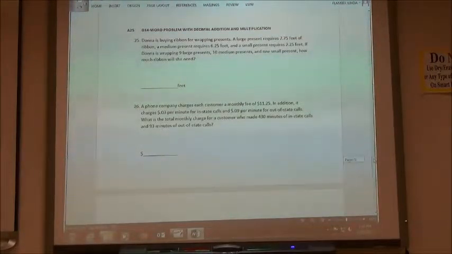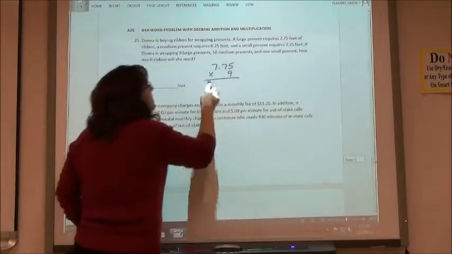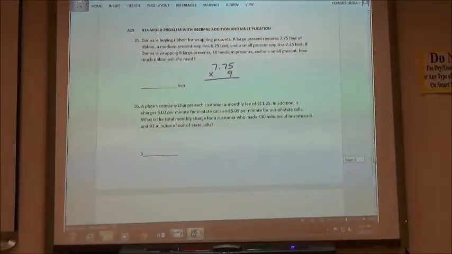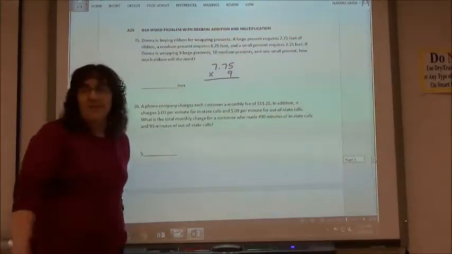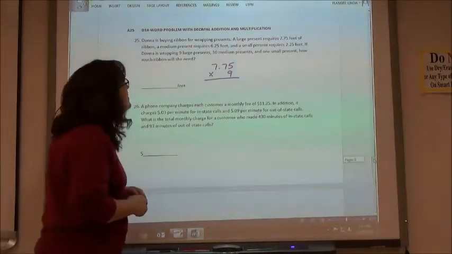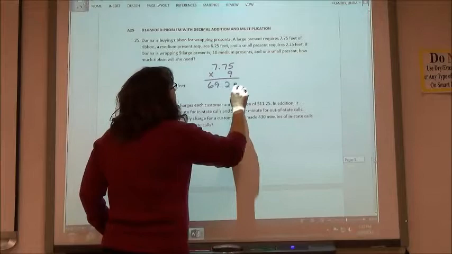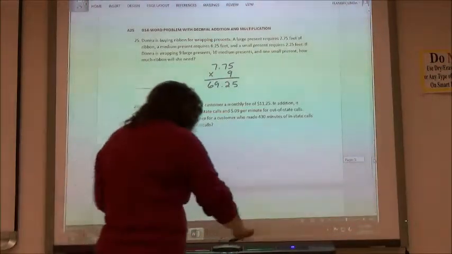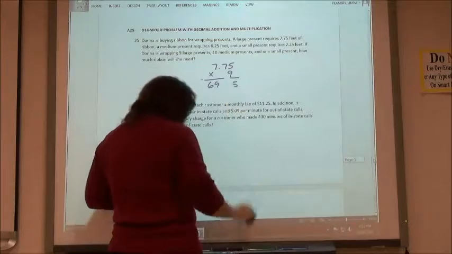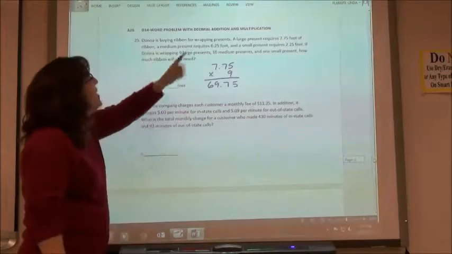So, if I'm going to wrap 9 large presents and I'm trying to figure out how much ribbon I need, I would have to take 7.75 times 9, right? Go ahead, use your calculator and multiply that out. Because I'm pretty sure the calculator is active on these ones. They're just seeing if you know if you should multiply and add and all that good stuff. So 7.75 times 9 gives me what? 69.75, there we go.